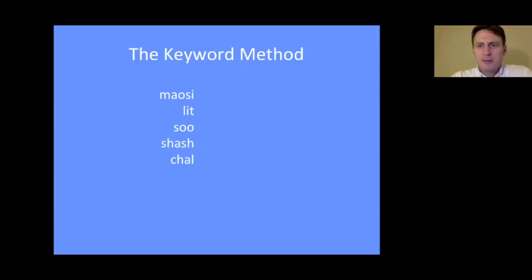Mousy. Lit. Smoke. Stew. Fish. Shash. Bear. Shal. Frog. Wow, what do you say? You did it. Nice work. So clearly the keyword method works, right?